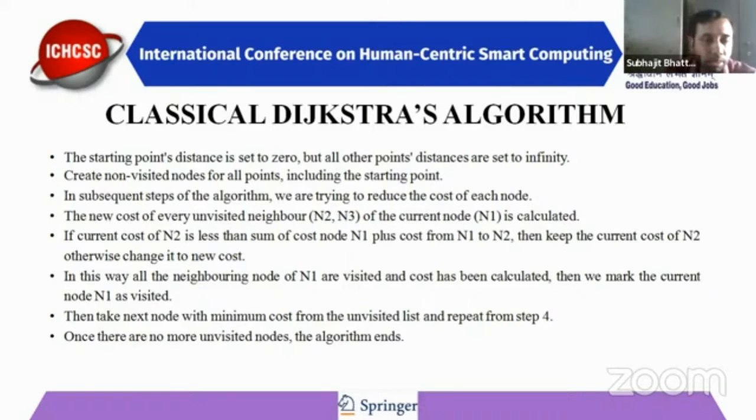So in this way, we loop until the minimum cost between the source node and the destination node is calculated. So that is the outline of the classical Dijkstra algorithm.